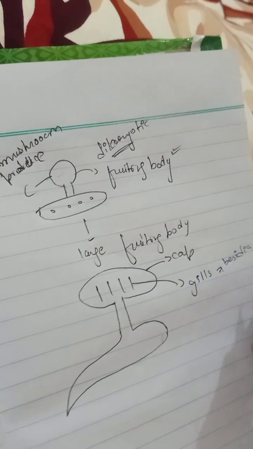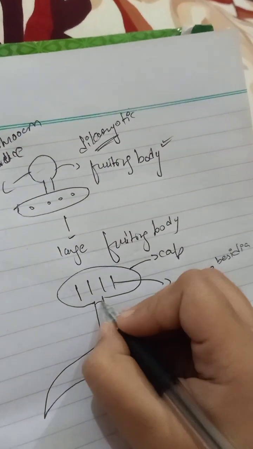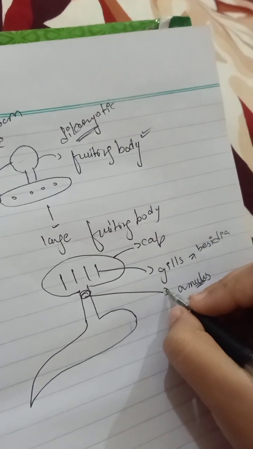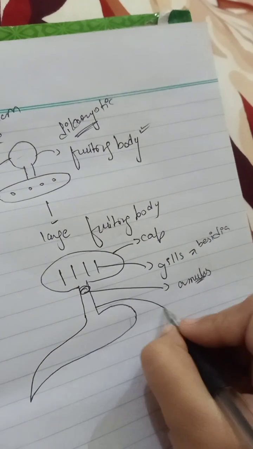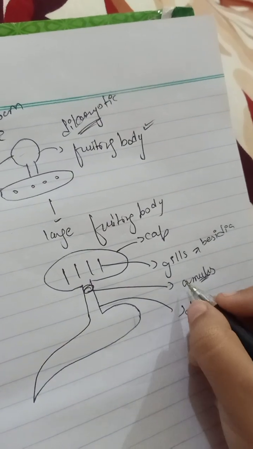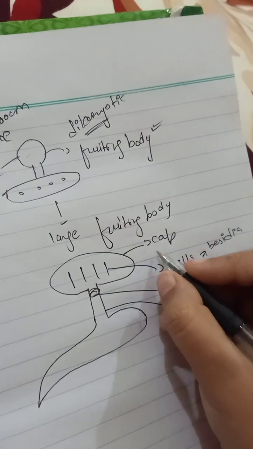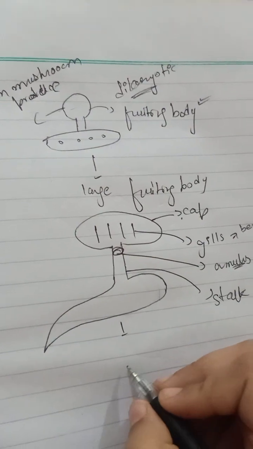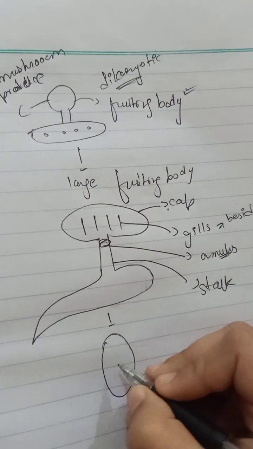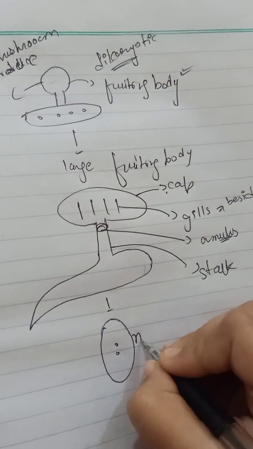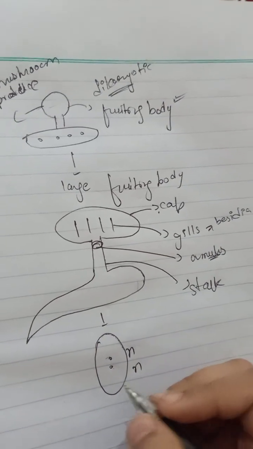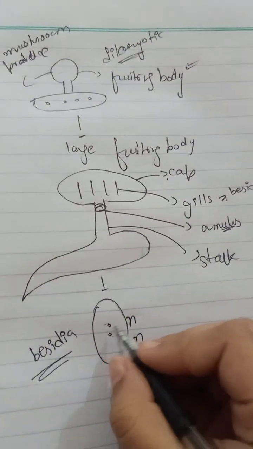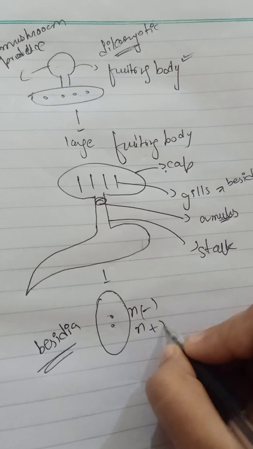Basidia is the structure which produces the spore, and this is the annulus. The annulus basically separates the cap and the stalk. You can see here. So after the basidia are produced from this large fruiting body, this is of the female, this is of the male. From basidia the spore will be produced. This is of the negative, which is male, and this is of the positive.